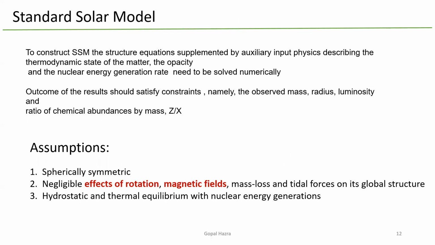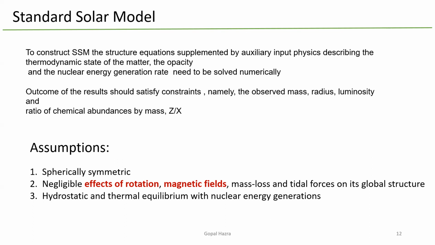Another thing, as I said, the outcome of the results should satisfy the observational constraints. Suppose your structure model gives a radius of 10 times the sun, then we won't believe it. And the luminosity, if it is not giving 3.83, which we can see, the correct value from observation, because you can see it from the earth, so that should be valid. And the chemical abundance is what I'm saying we get from the observation. So these things from your model should be valid.